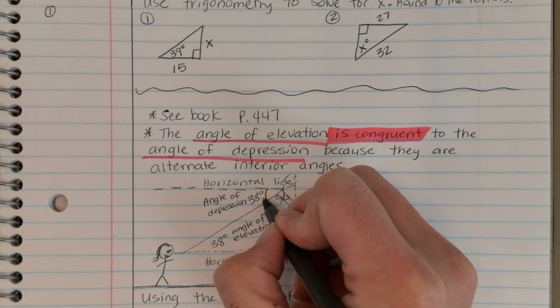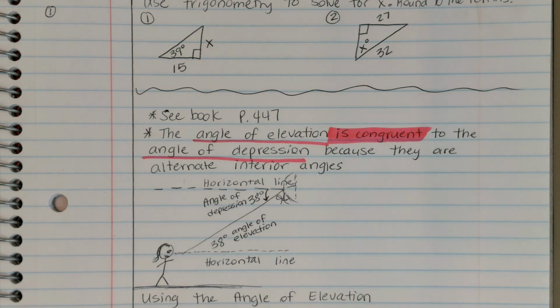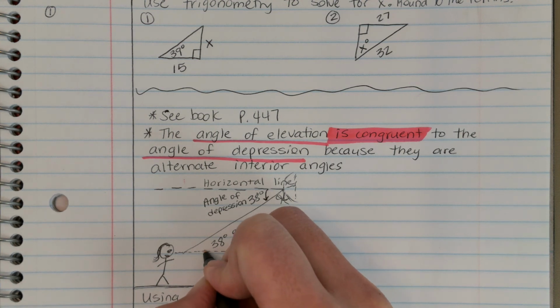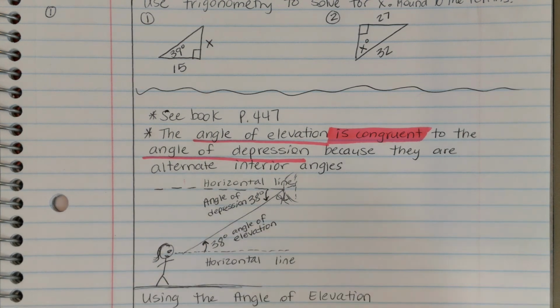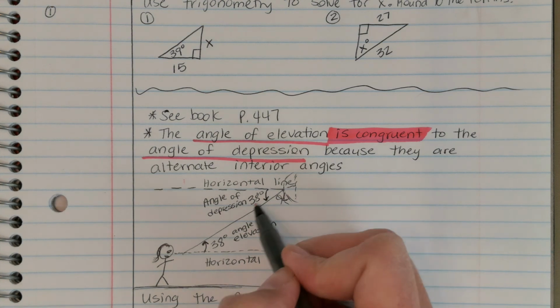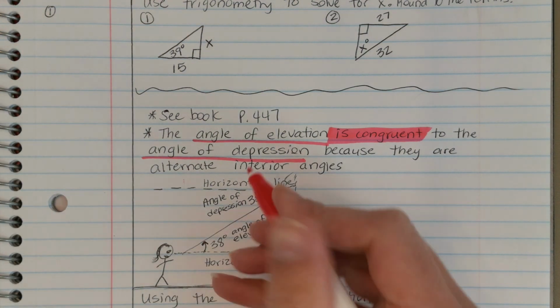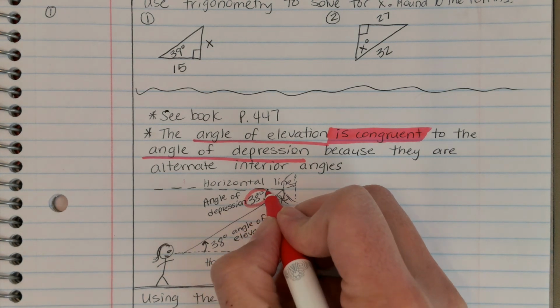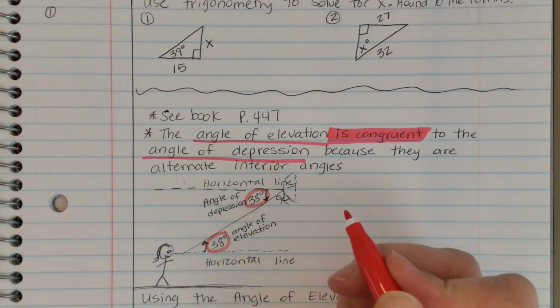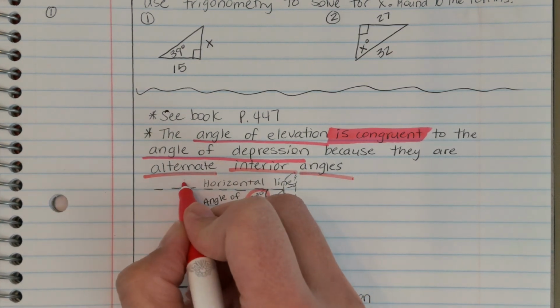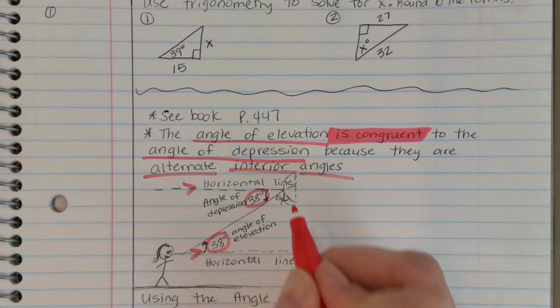So again, the angle of depression is looking down, and the angle of elevation is looking up like that. And they are congruent angles. They're both at 38 degrees. I'll go ahead and circle those just so that it's emphasized a little more. And again, because they are alternate interior angles, we have parallel lines cut by a transversal.